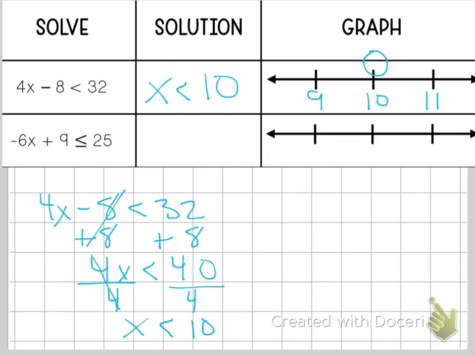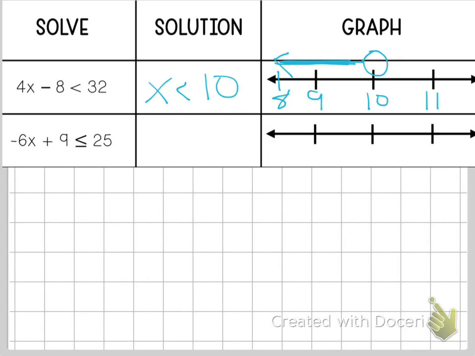And then we test our number on the left and the right and see which one makes the solution true. So I'll plug in a 9. Is 9 less than 10? You should tell yourself yes, so we're going to be moving in that direction. Since 9 is less than 10, everything on this side of the number line is a solution. So what that means is 9 is a solution. If we drew an 8, 8 would be a solution, 7, and so on.